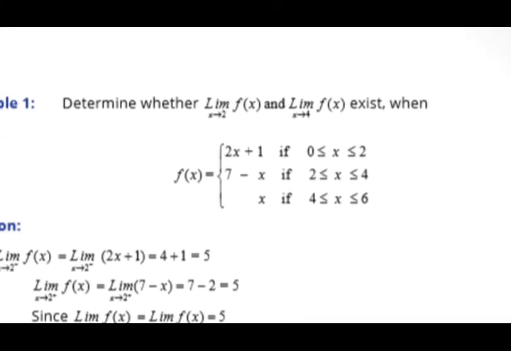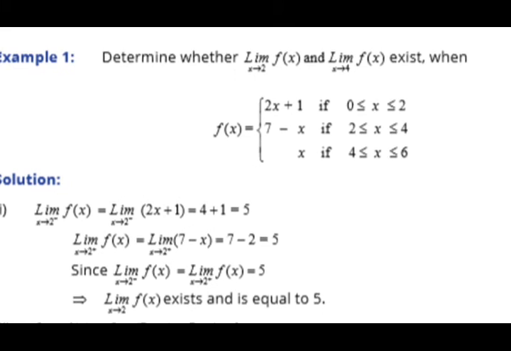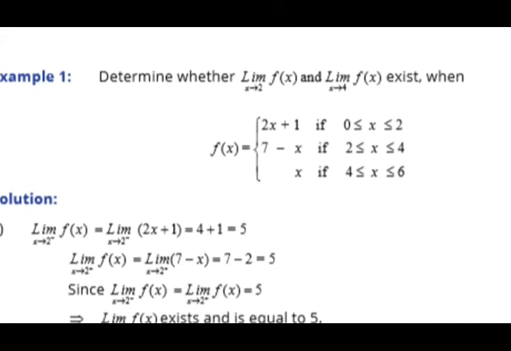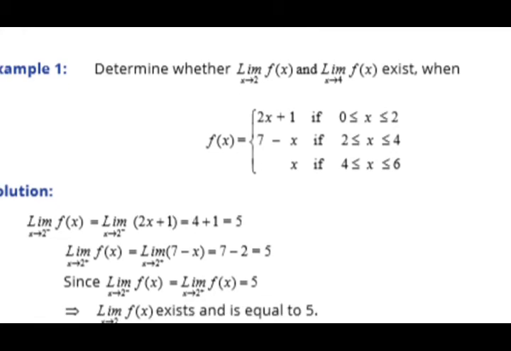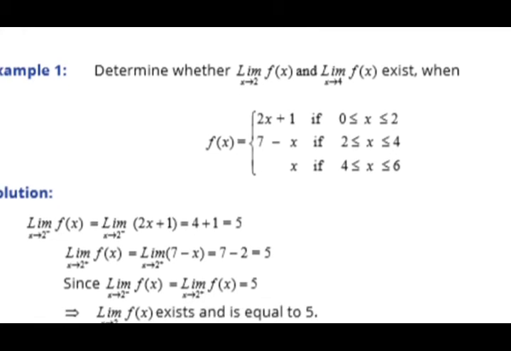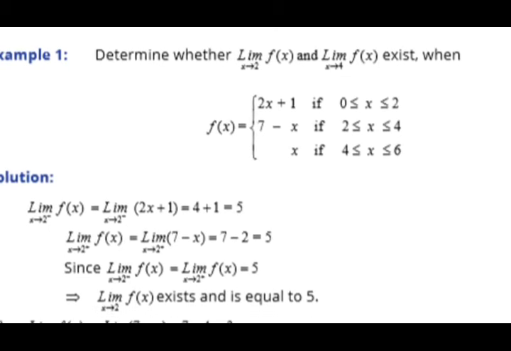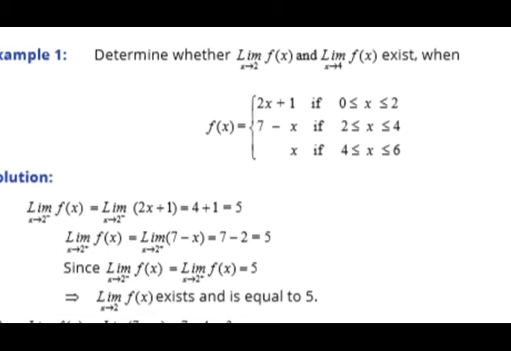Now there is a piecewise function. We check its limit as x tends to 2 and as x tends to 4. For x tends to 2, we see the two functions 2x plus 1 and 7 minus x. First we put x tends to 2 in 2x plus 1, and then x tends to 2 in 7 minus x. Here we have a minus and plus sign.